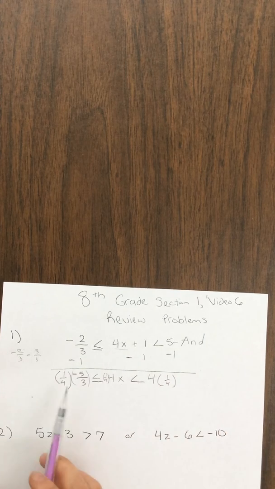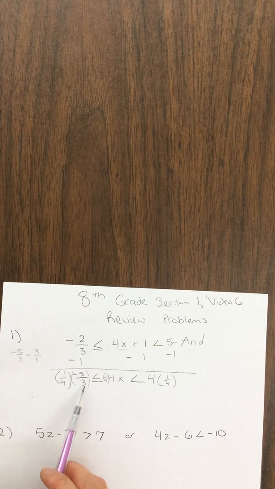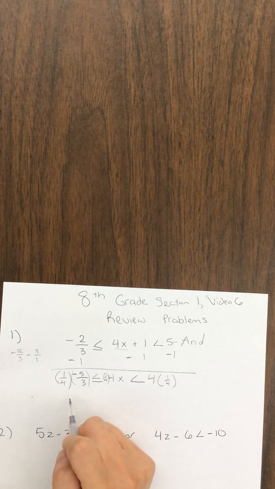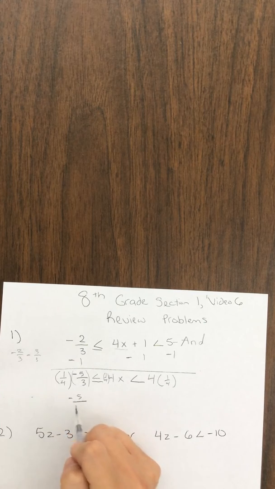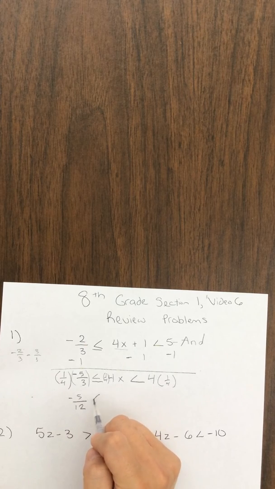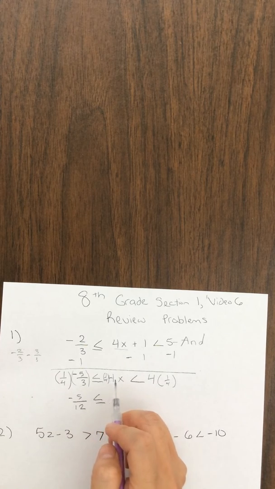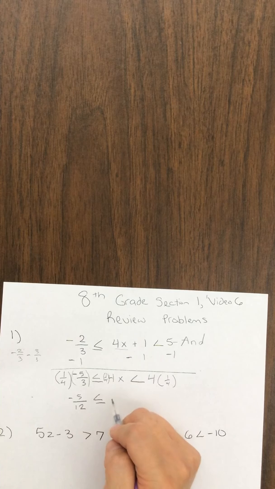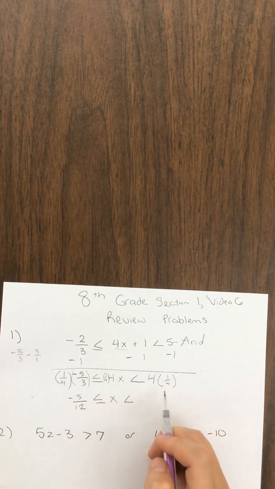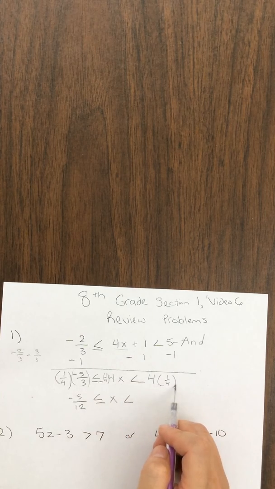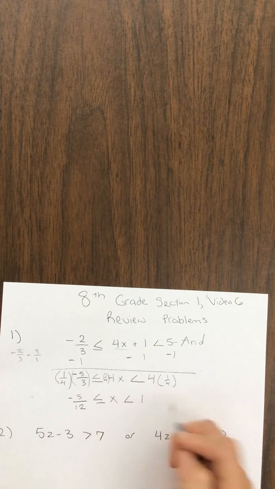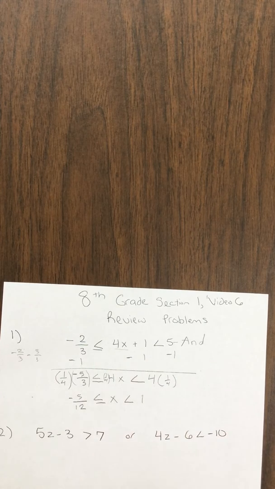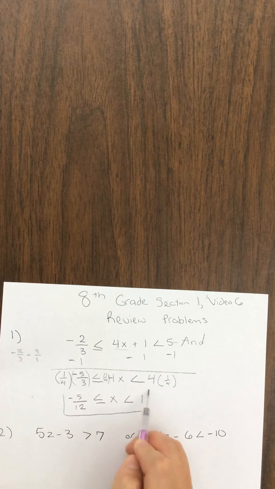Okay? When I multiply 1/4 times negative 5 over 3, I get negative 5/12. So I get negative 5/12 is less than or equal to 4x times 1/4, which is just x. And then 4 times 1 over 4 is just 1. So my solution is x is greater than or equal to negative 5/12, but less than 1. Okay, so that's my answer.